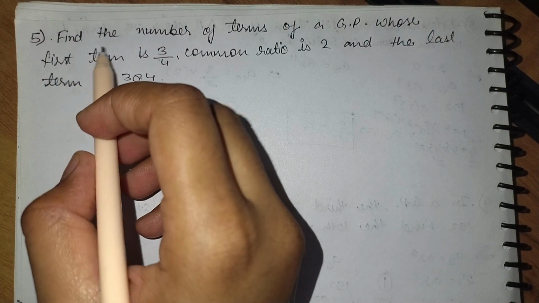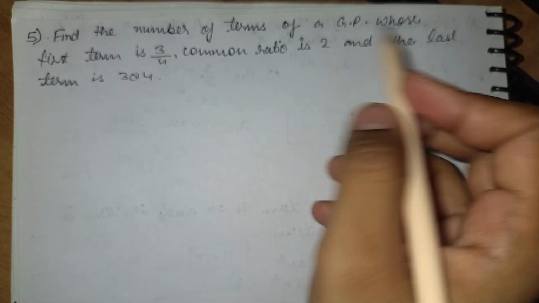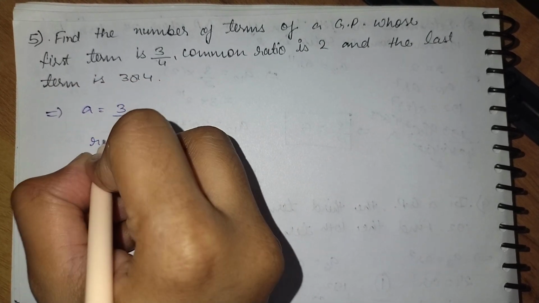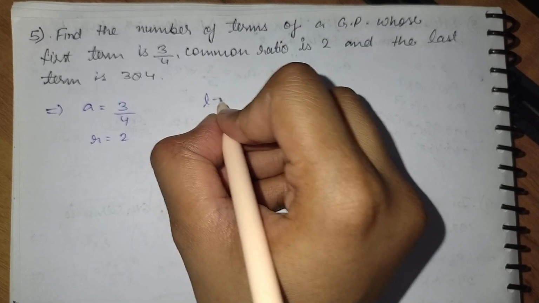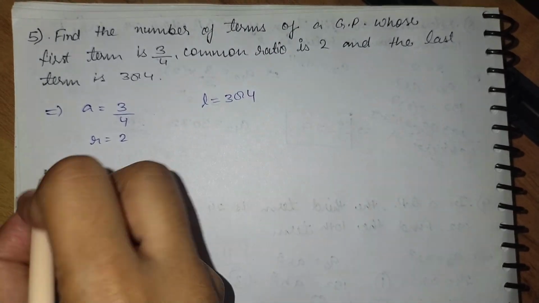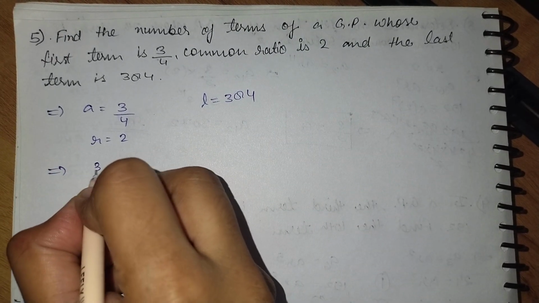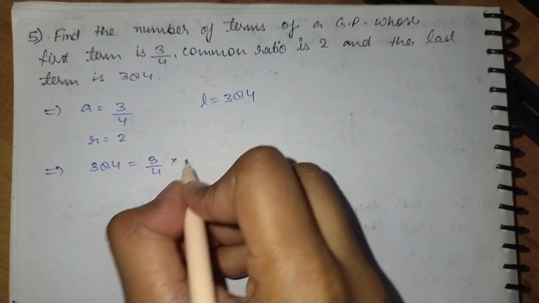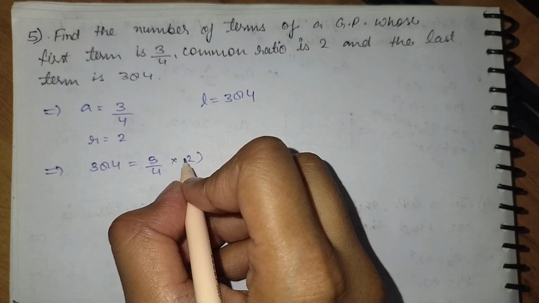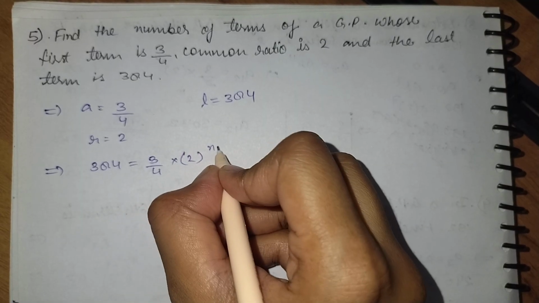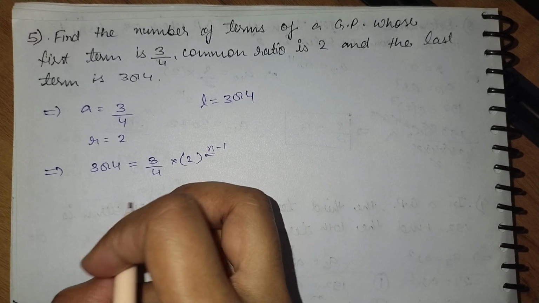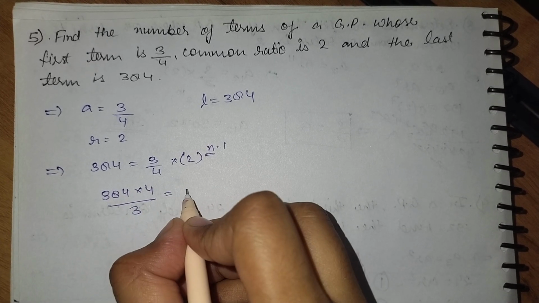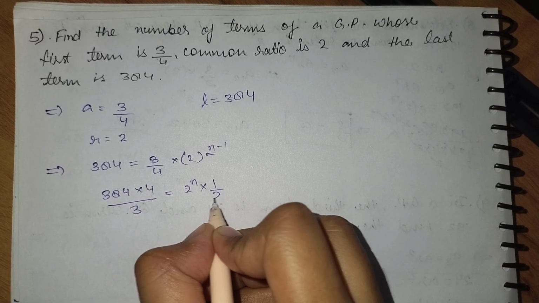Now let us solve question number 5. We have to find the number of terms of a GP whose first term is 3 by 4 and common ratio is 2 and the last term is 384. So we put 384 equal to 3 by 4 multiplied by 2 to the power, we have to find the number of terms, so it will become n minus 1. N we have to find here. So 384 multiplied by 4 divided by 3 equals 2 to the power n, multiplied by 2.